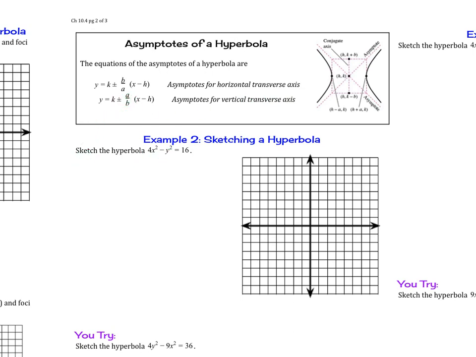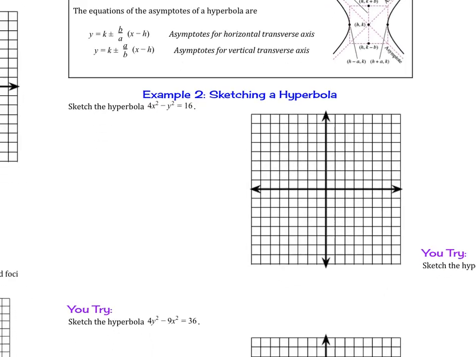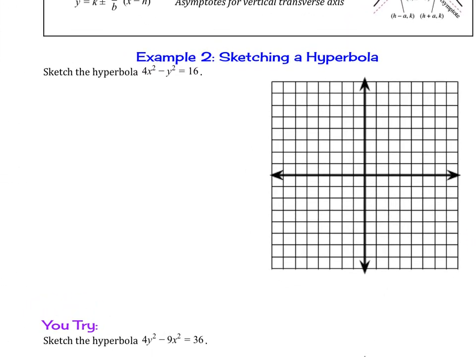So we're going to sketch a hyperbola, and we're going to use those asymptotes to help us with our hyperbola. This is similar to the ellipse. So we have 4x squared minus y squared equals 16. Now remember that the equation always equals 1. So what we're going to do is divide everything by 16 and then simplify. So we have x squared over 4 minus y squared over 16 equals 1.